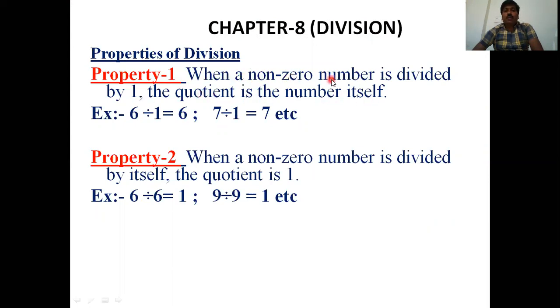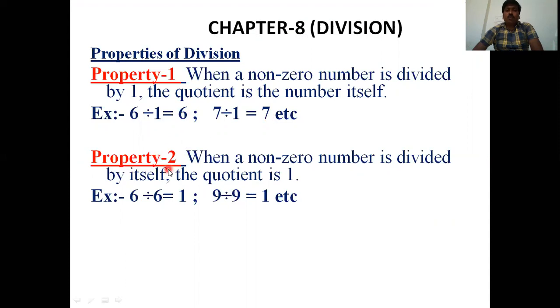A non-zero number means a number which is not zero. Any counting number is possible, but not 0. So 6 divided by 1, we get 6, and 7 divided by 1 is equal to 7. This is the number itself.